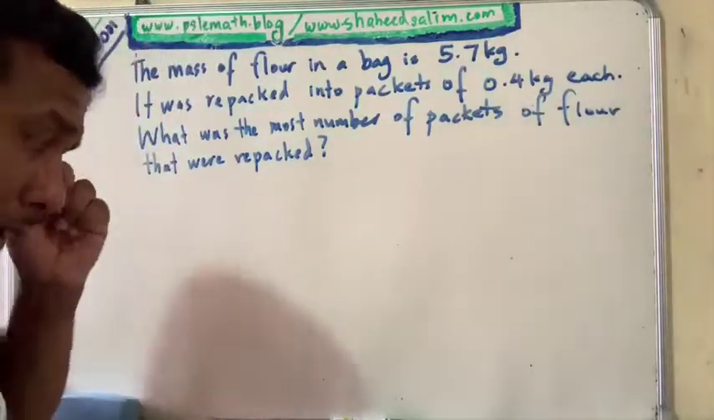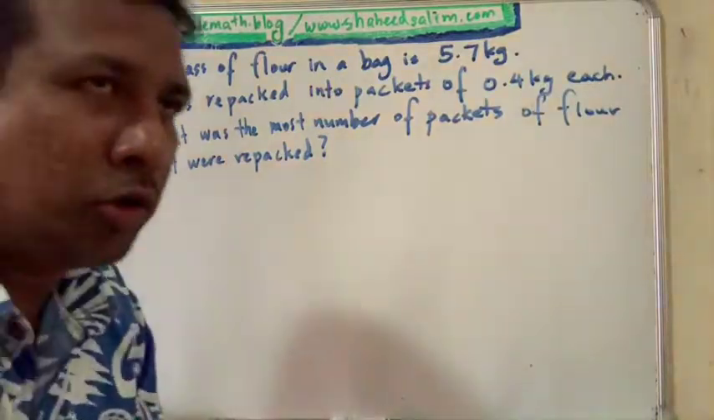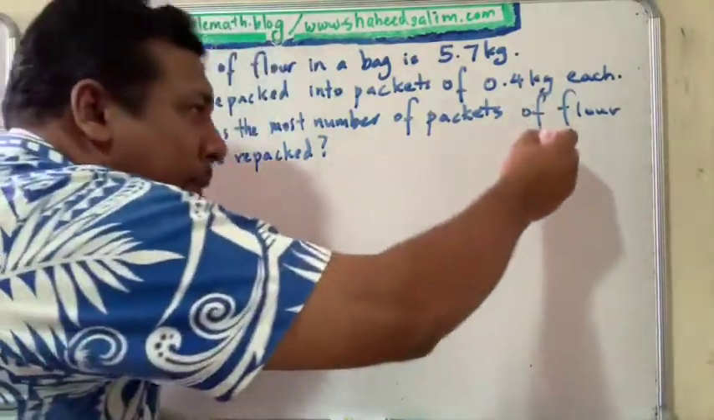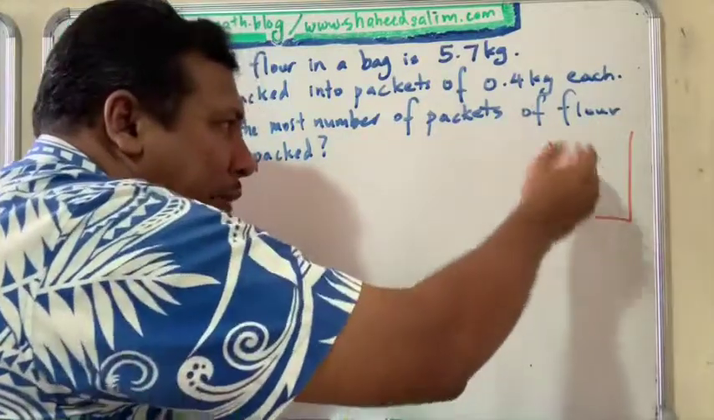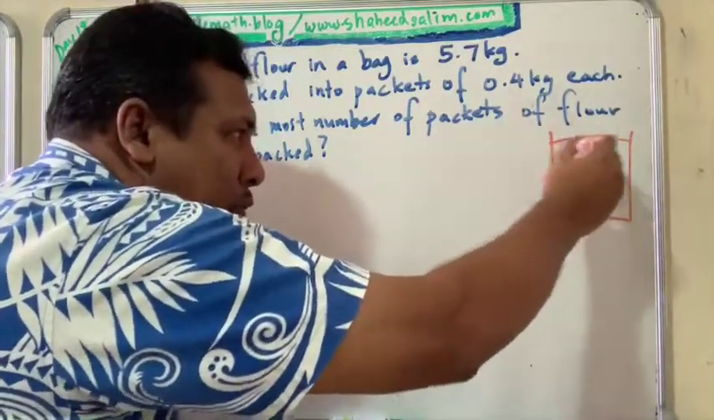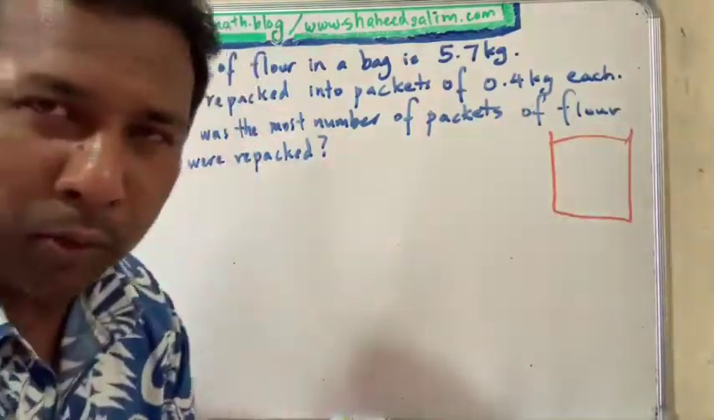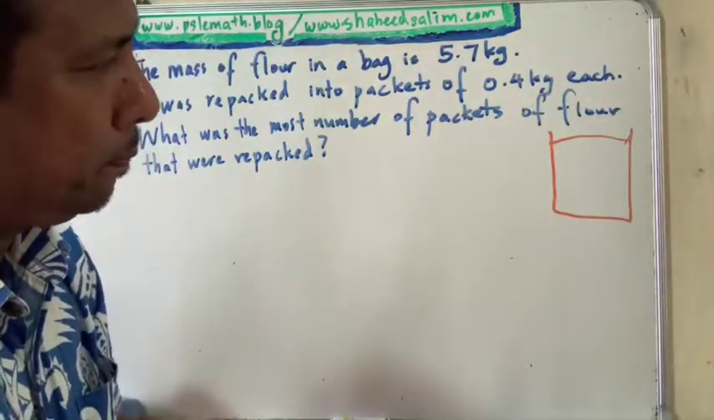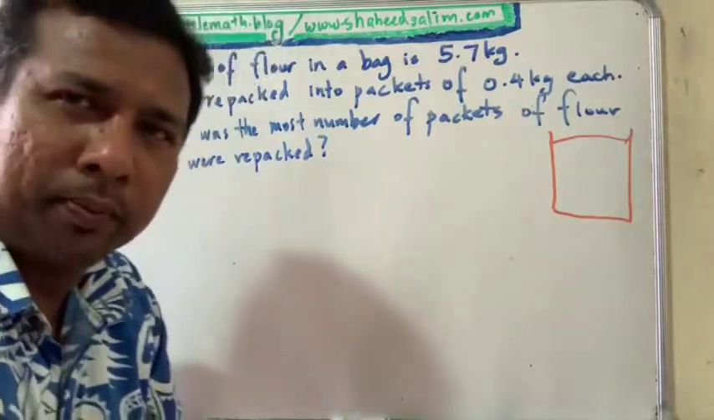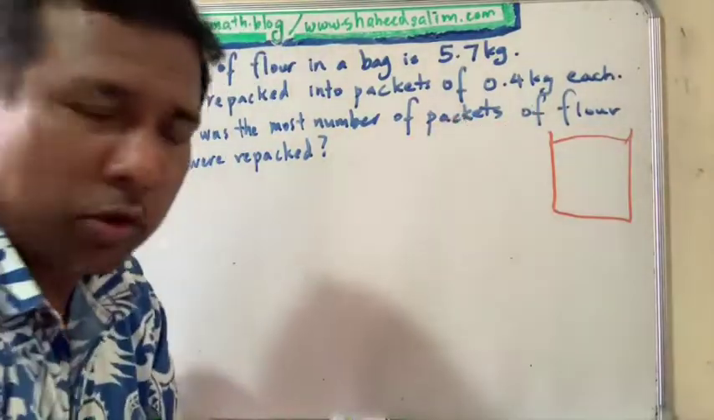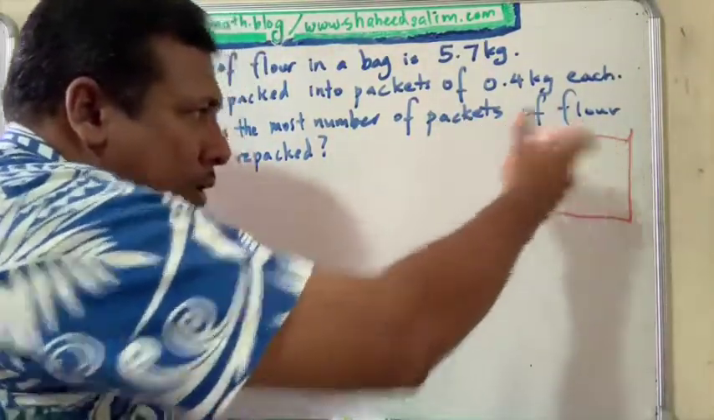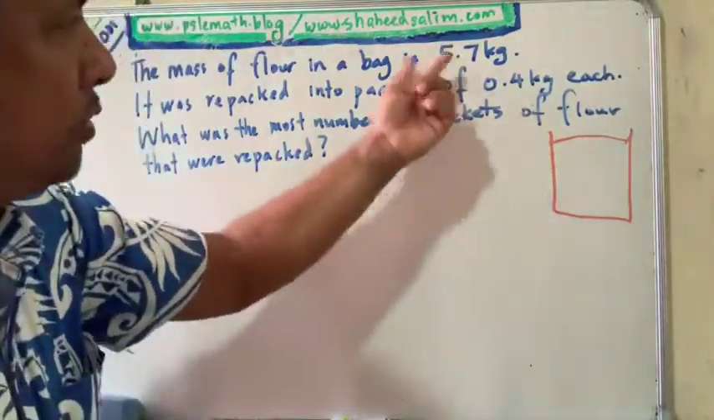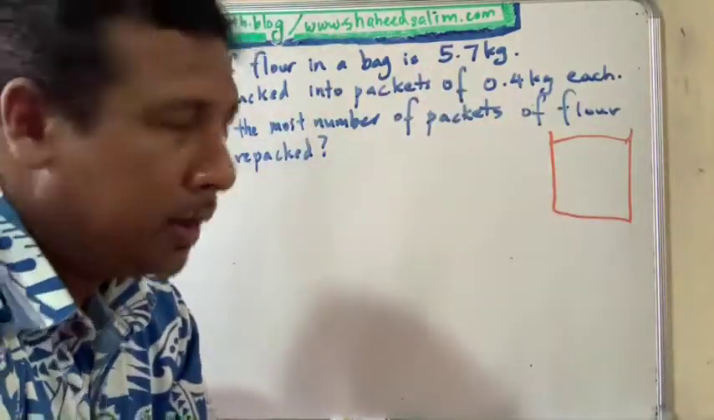Now we have to get a clear picture of what's happening here. I want you to understand what the question is saying. So you have a big bag of flour, right? It is used to make bread and whatnot. And this could be like the provision shop. The provision shop receives or buys a big bag of flour, which is 5.7 kg.